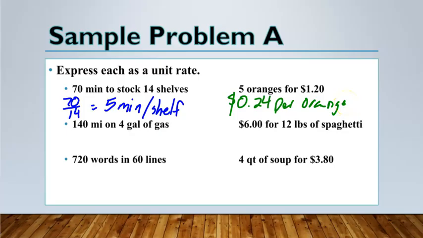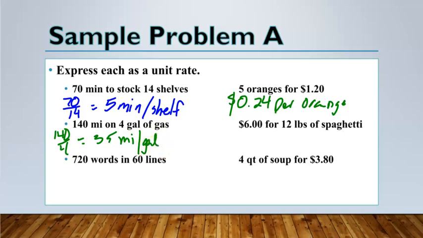Next, 140 miles on 4 gallons of gas. So we want to know how many miles you can go with 1 gallon. So you would do 140 divided by 4. 4 goes into 14 3 times. 3 times 4 is 12. So 14 minus 12 is 2. Bring down the 0. 4 goes into 20 5 times. So that'd be 35 miles per gallon.